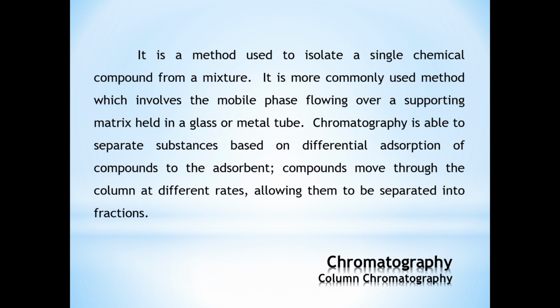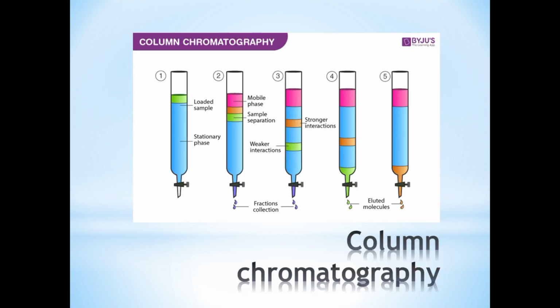The second one is column chromatography. Column chromatography is a method used to isolate a single chemical compound from a mixture. It is a more commonly used method which involves the mobile phase flowing over a supporting matrix held in a glass or metal tube, and it basically depends upon the differential absorption of the compound and the adsorbent. In this diagram, you see that column chromatography is one of the most useful methods for the separation and purification of both solid and liquid.